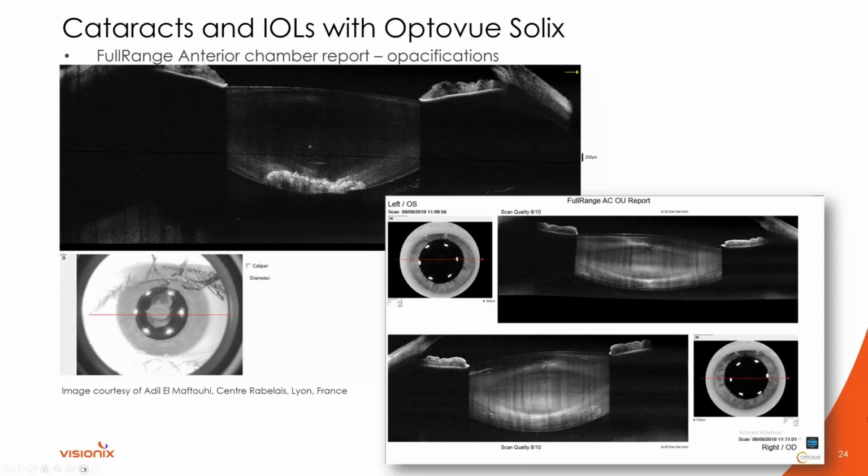Here are a few other examples of things that we're able to see with the anterior segment report. We're able to see a posterior subcapsular cataract there as shown above. We have the ability to see other types of cataracts and get proper measurements before cataract surgery.